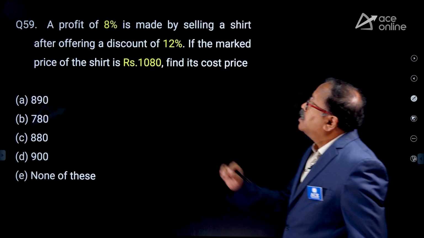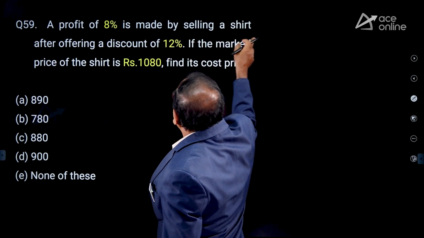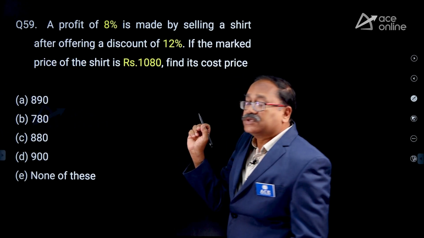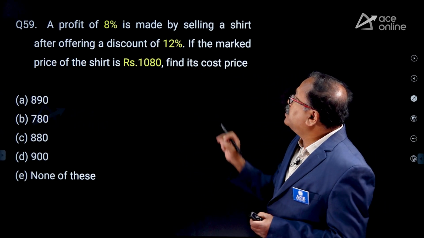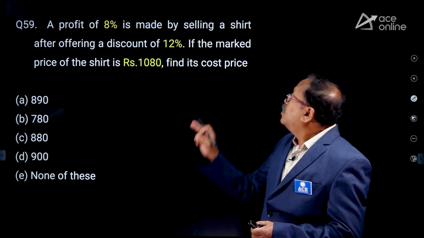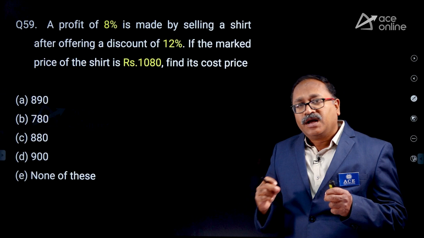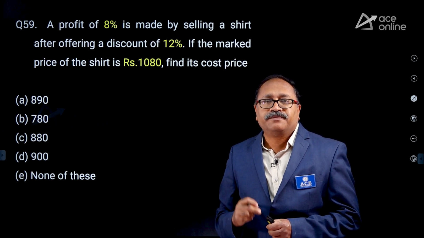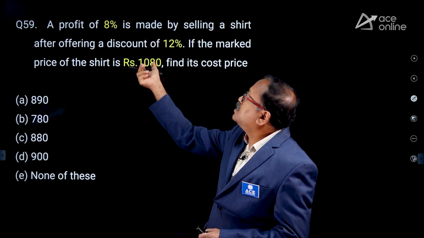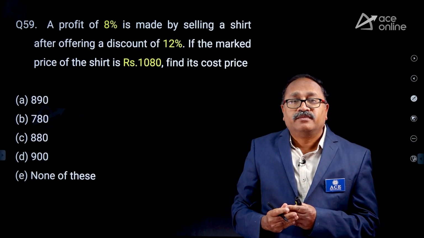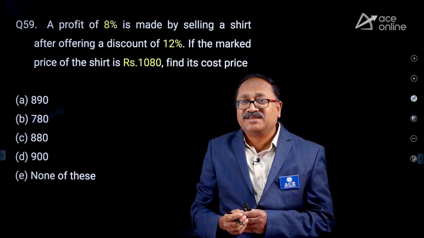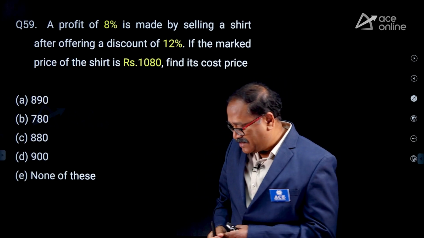Here a profit of 8% is made by selling a shirt after offering a discount of 12%. The statement is very clear. If the marked price of the shirt is 1080, find out the cost price. I will consider this one of the easiest questions. The reason is that we know the marked price and we know the discount. By using these two, I will get the selling price. We know the profit percentage. Using the profit percentage, I can get the cost price. Let's work this out.